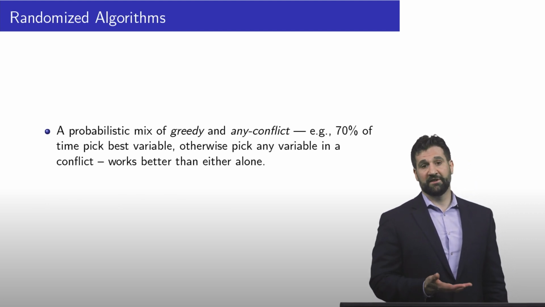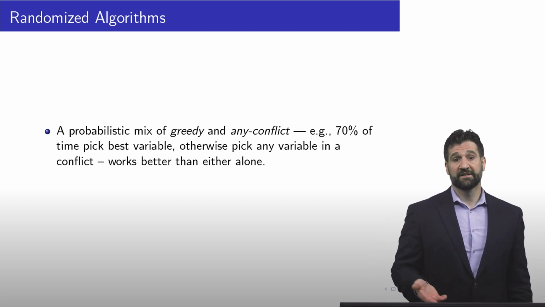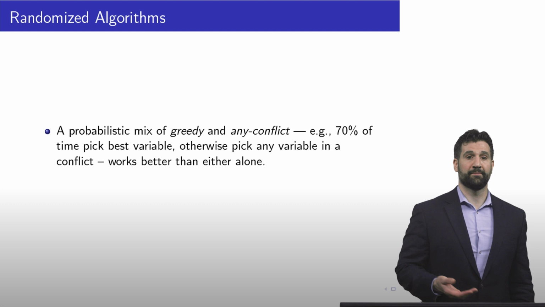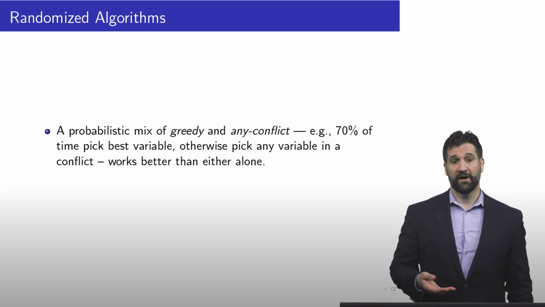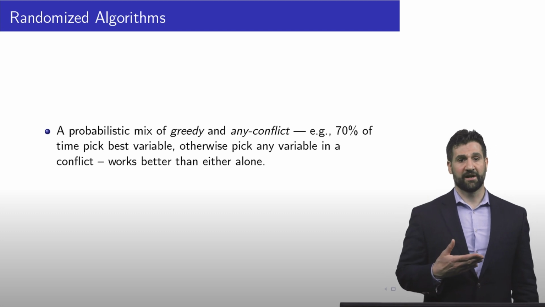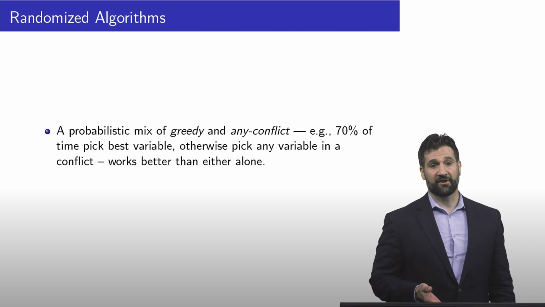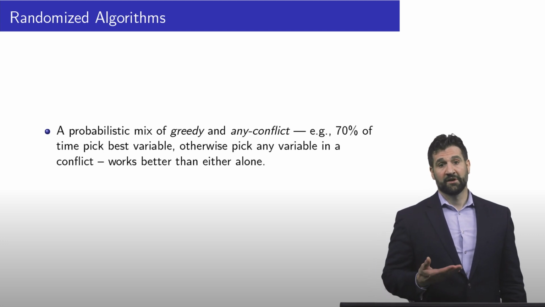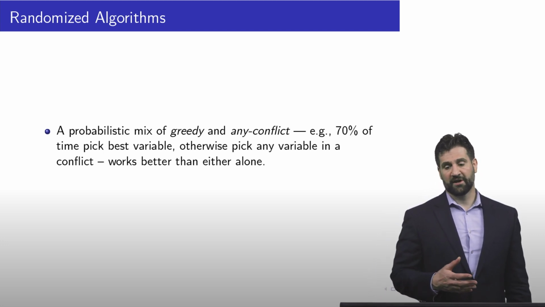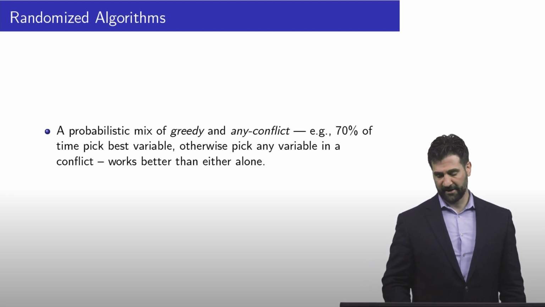So what if we did this? What if we had a combination of both and said, 70% of the time we're going to pick the best variable, otherwise pick any variable that is in conflict. That is because a mix of these two has been shown to work better than either alone.